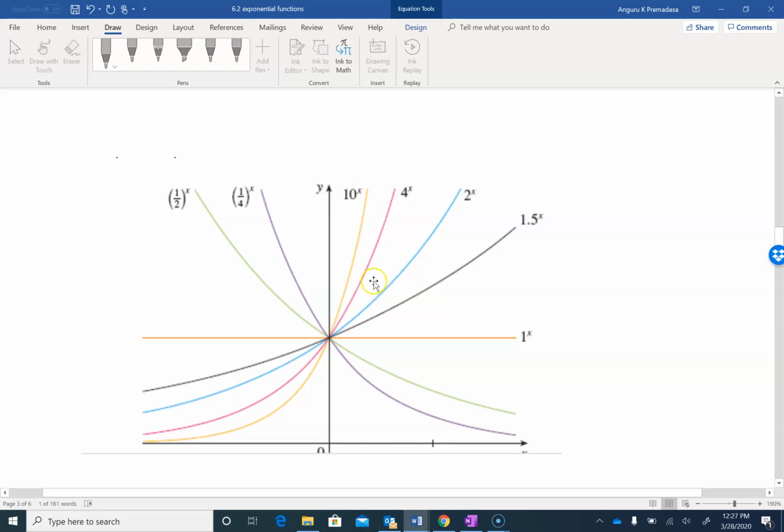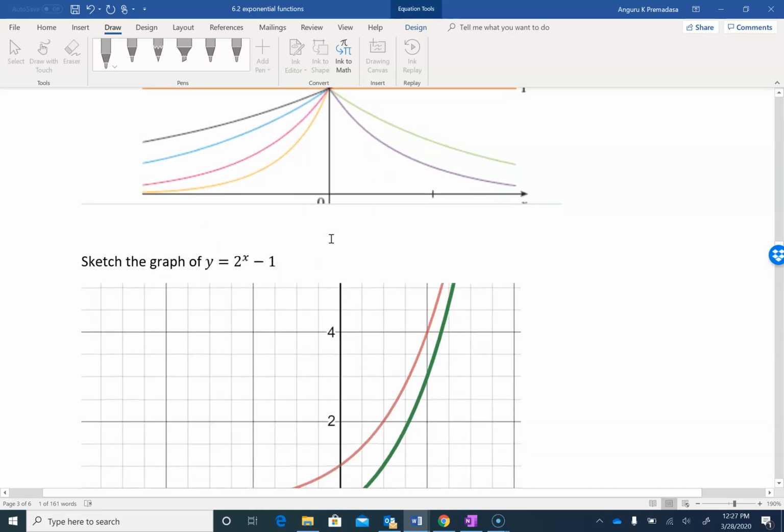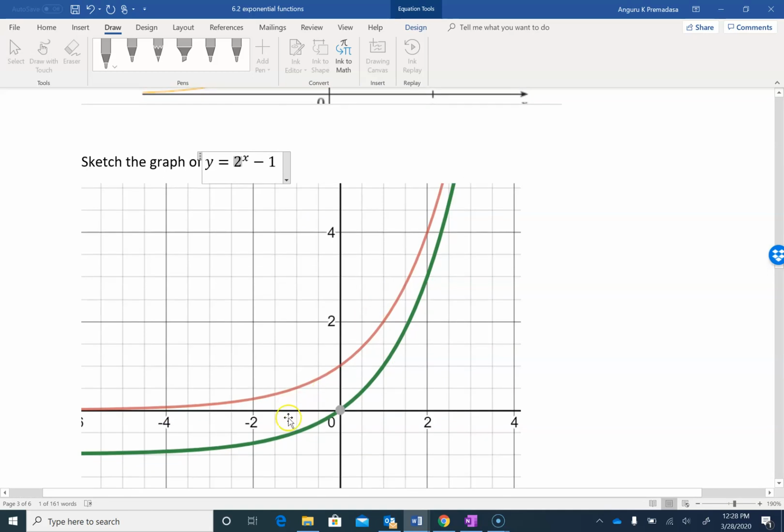Again, what this shows is that when the base is greater than 1, it's a growth. When the base is less than 1, it's a decay. And they all go through the point 1; the y-intercept is 1. Now suppose you want to draw the graph of y equals 2 to the x minus 1. How do you do that? Well, you use transformations. If you can draw the graph of 2 to the x, which is drawn here in red, then to get 2 to the x minus 1, you shift the graph down vertically by 1.